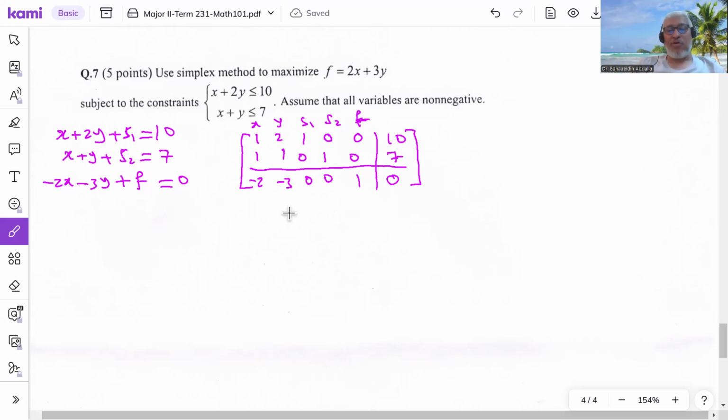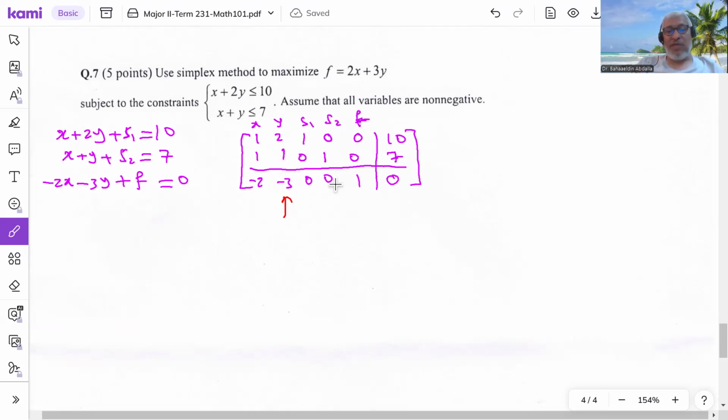Now, how to solve the problem? We do a pivoting operation. How to do a pivoting operation? We find the pivot entry. How do we find the pivot entry? First, we look at the objective row. What is the most negative number? I have negative 2, negative 3. Negative 3 is more negative than negative 2. So negative 3 will determine my pivot column. So this is my pivot column.